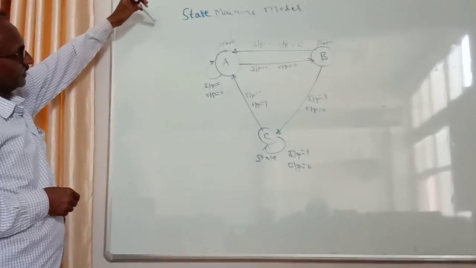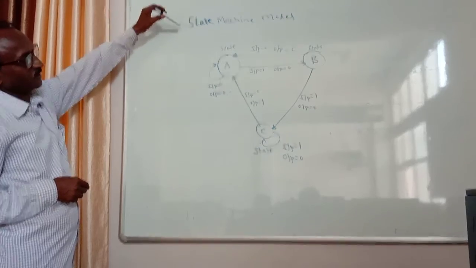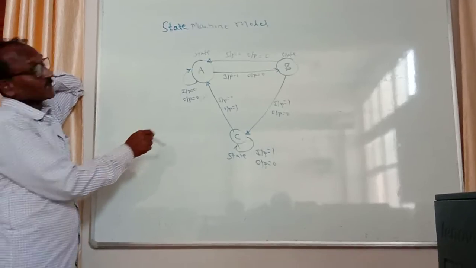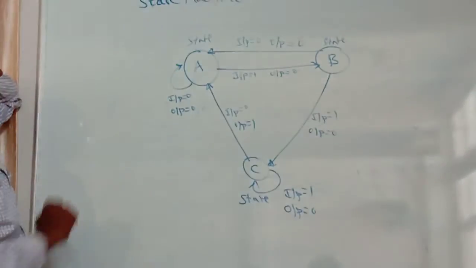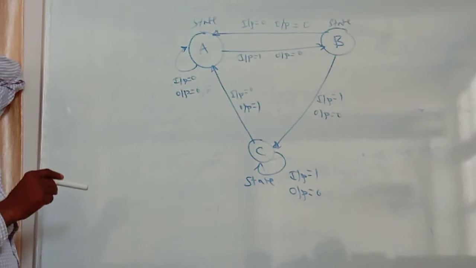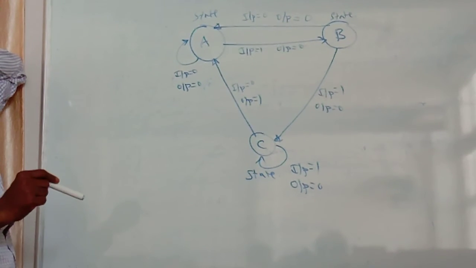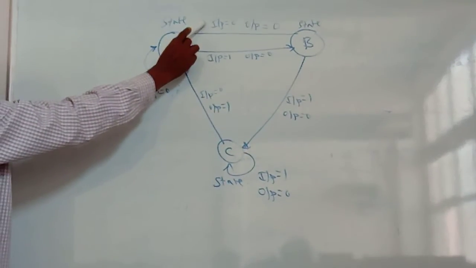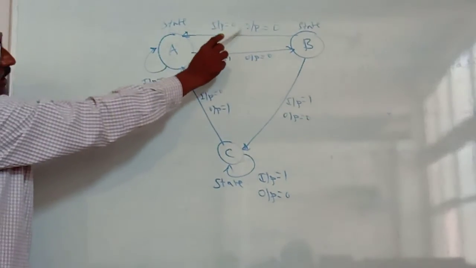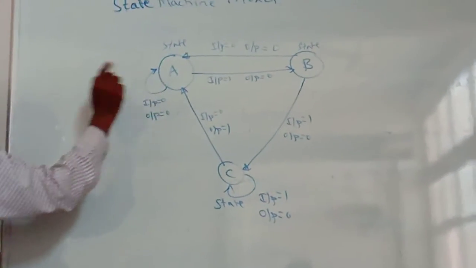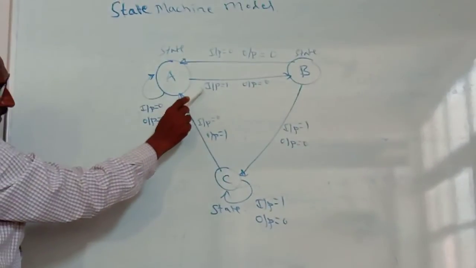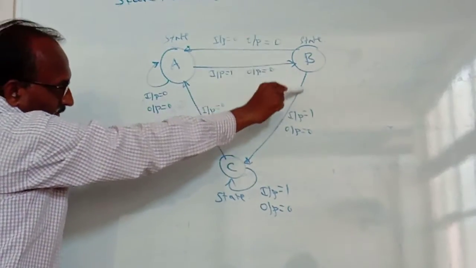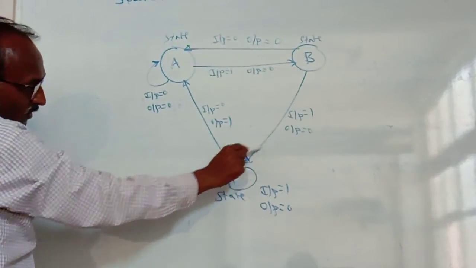Observe here, state machine model. I am giving an instance, I am considering 3 states: state A, state B and state C. Look at this. All the state machines start their working mechanism based on conditions. What are the conditions? For example, if input is equal to 0 and output is equal to 0, the state is A. Similarly, if input is equal to 1, output is equal to 0, then the state is B. Similarly, if input equal to 1, output equal to 0, state C.